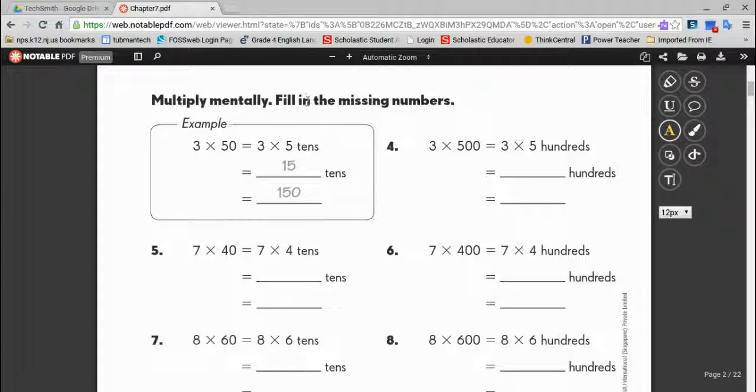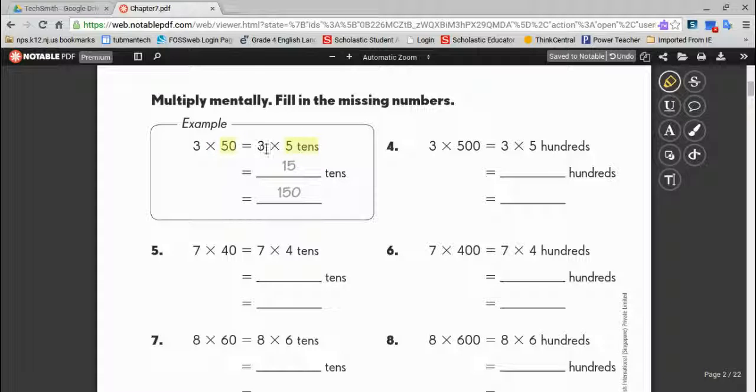Multiply mentally, fill in the missing numbers. So we have 3 times 50 equals 3 times 5 tens, and the reason why that's so is because 50 is the same exact thing as 5 tens. They're the same numbers. 5 tens is just counting tens 5 times. It's 10, 20, 30, 40, 50, and that's why it's 50.